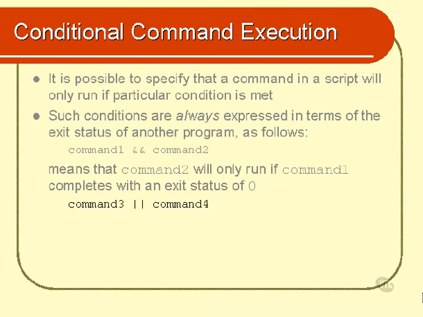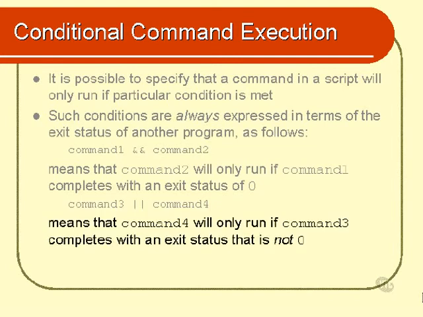It's using the double pipe symbol. A C programmer will be familiar with that double pipe symbol. They'll know that it means OR, and that symbol means essentially run command 4 only if command 3 completed with an exit status that is not 0. In other words, if command 3 produced some kind of error, then run command 4. Or, put another way, if command 3 returned false, then run command 4.